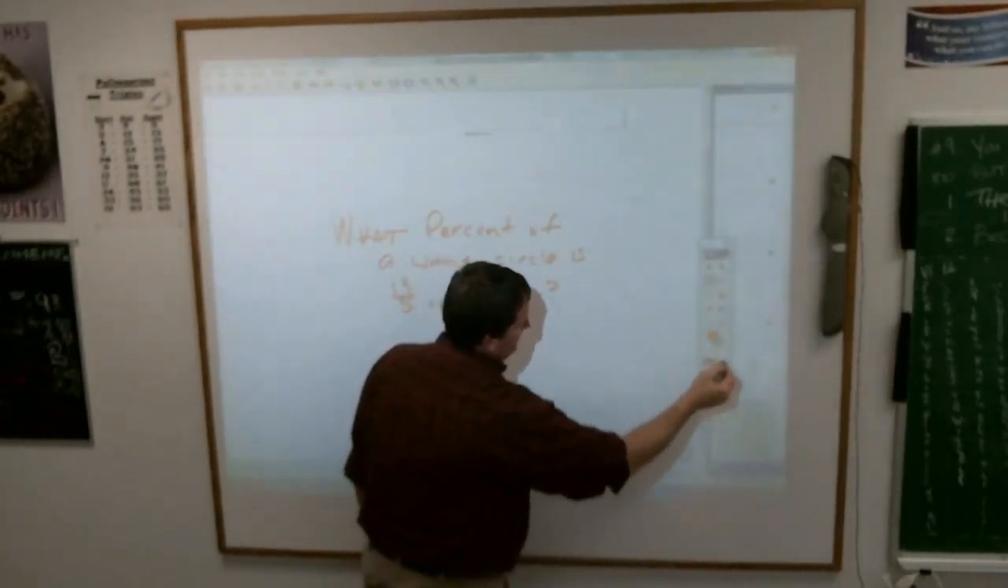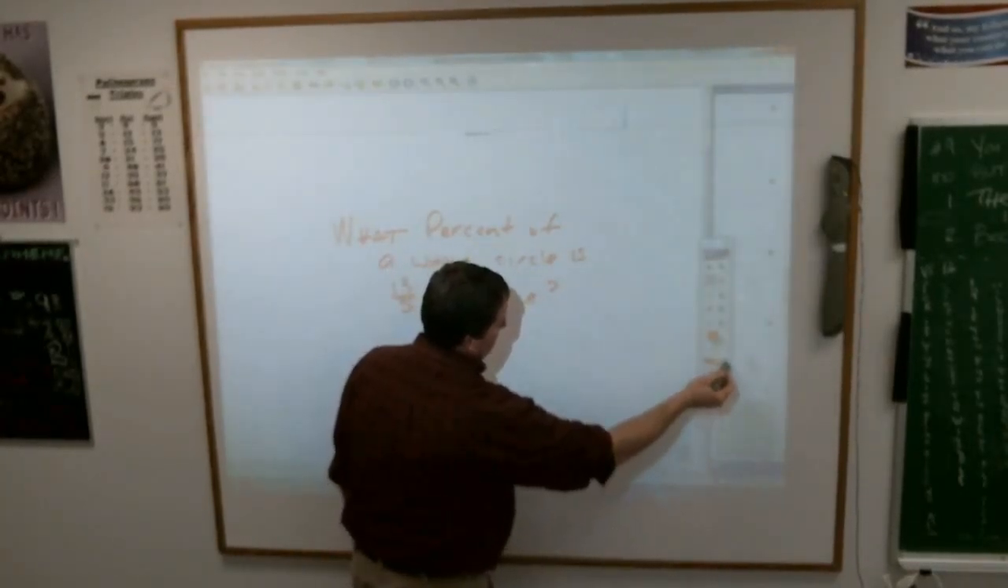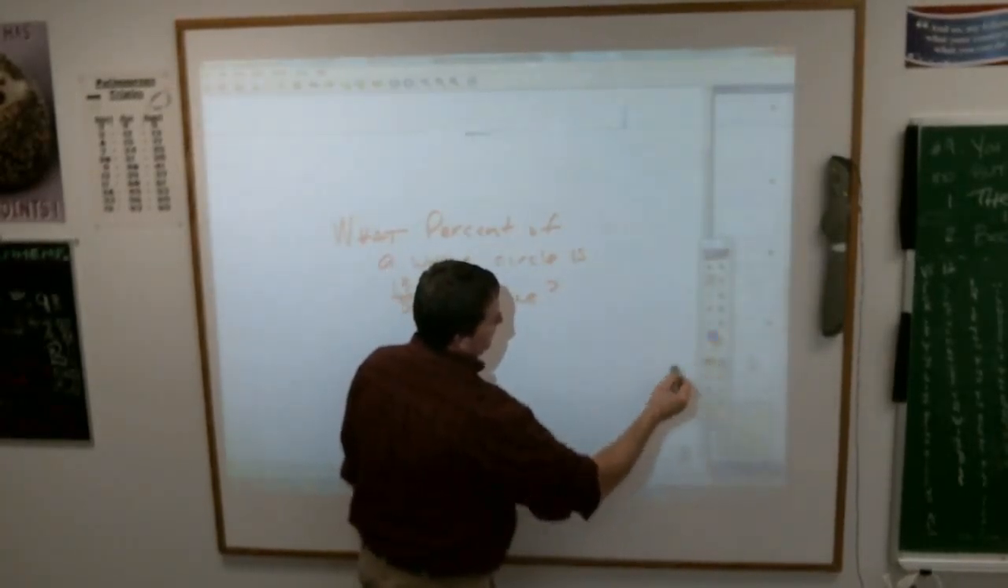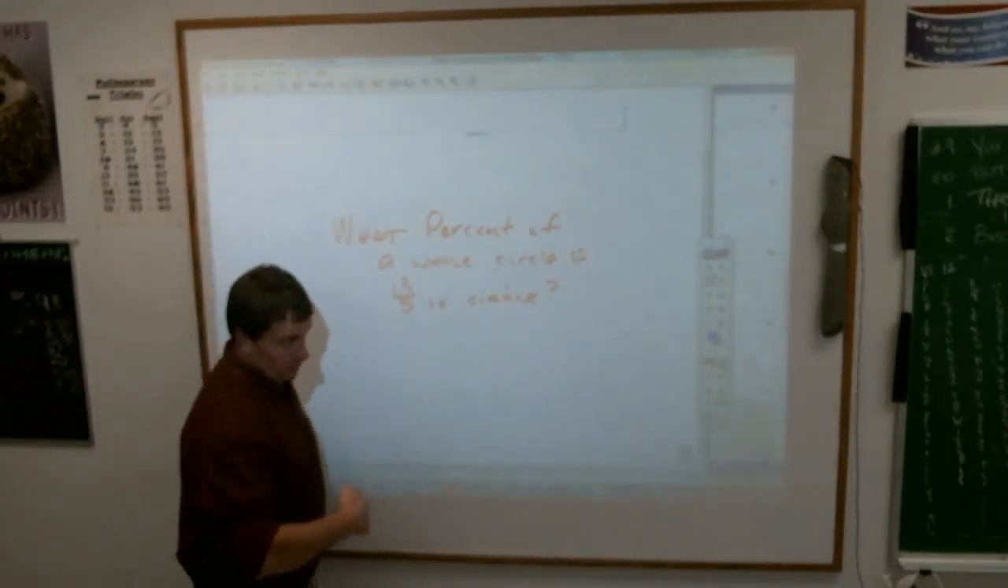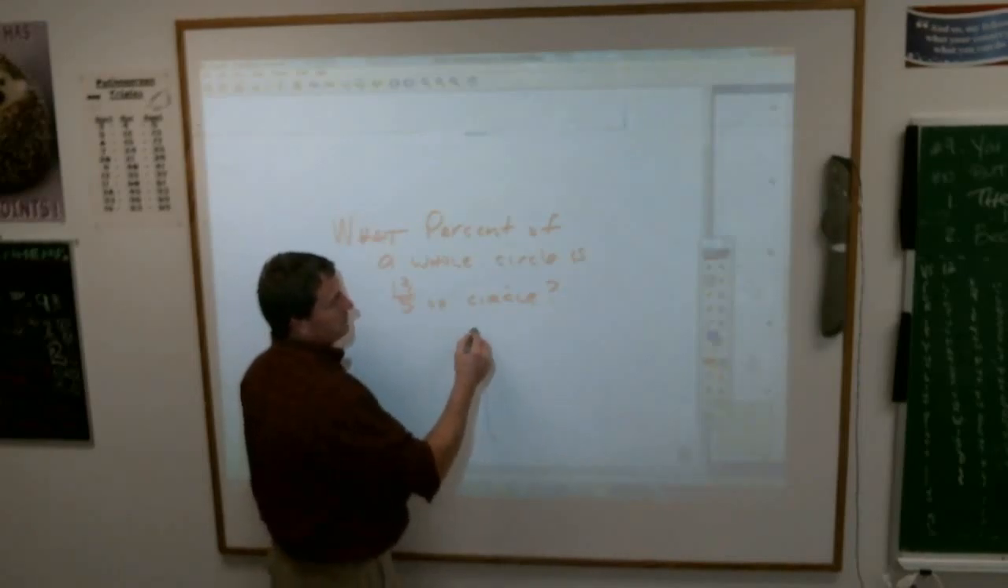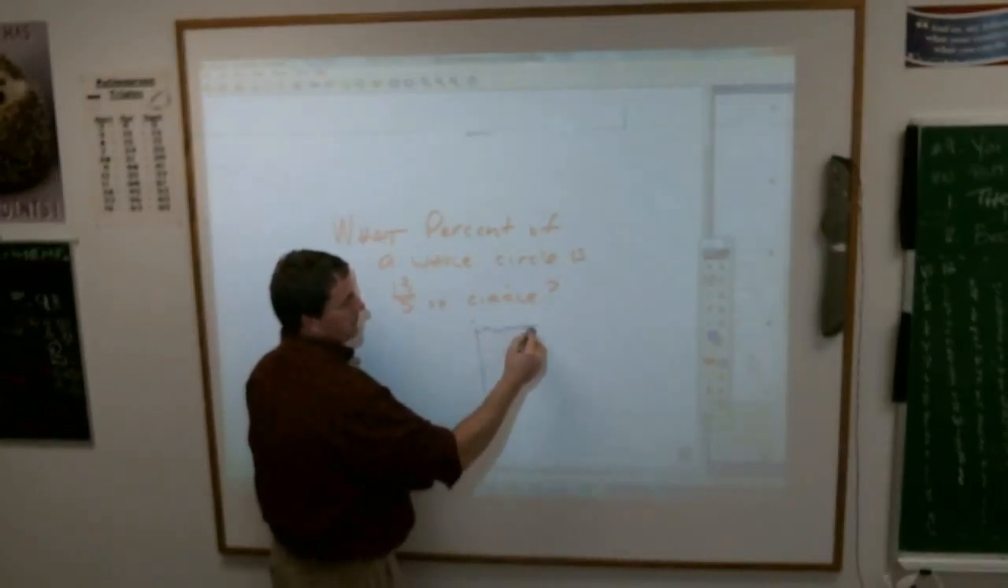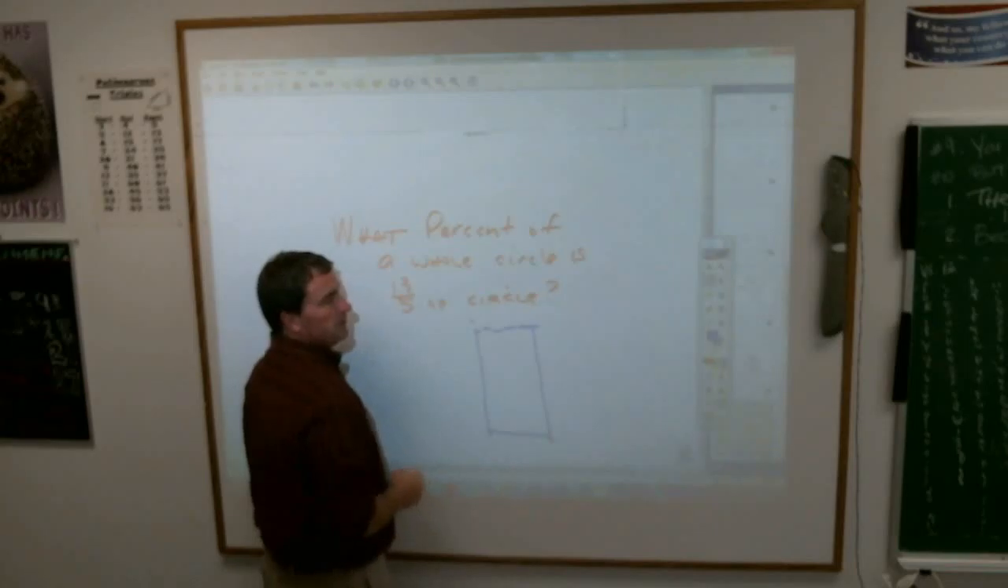Now I know because it says circle there, you're tempted to draw a circle, but the only thing I don't like about circles is sometimes it's hard to cut circles into equal pieces. So you can still draw a square to represent a circle. Here's my circle. It's such a good circle. It's a nice looking circle, isn't it?